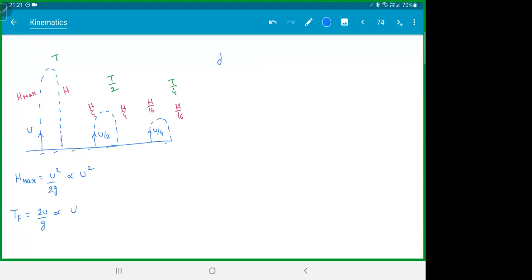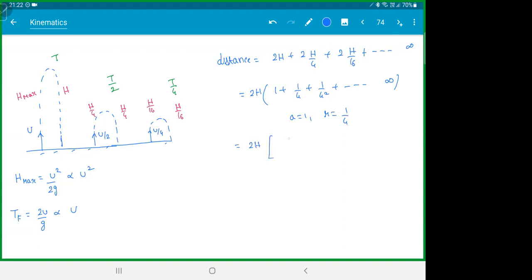So if someone asks you the total distance, you have to add the distance while going up and coming down. So that is 2h plus 2 times h by 4 plus 2 times h by 16 and so on till infinity. Take out 2h common, you end up with 1 plus 1 by 4 plus 1 by 4 square and so on till infinity. So this is an infinite GP. A is equal to 1 and r is equal to 1 by 4. So if you apply the formula, you get 1 by 1 minus 1 by 4. That turns out to be 8h by 3. And what is h? h is u square by 2g. So that turns out to be 4u square by 3g. That's your total distance traveled.